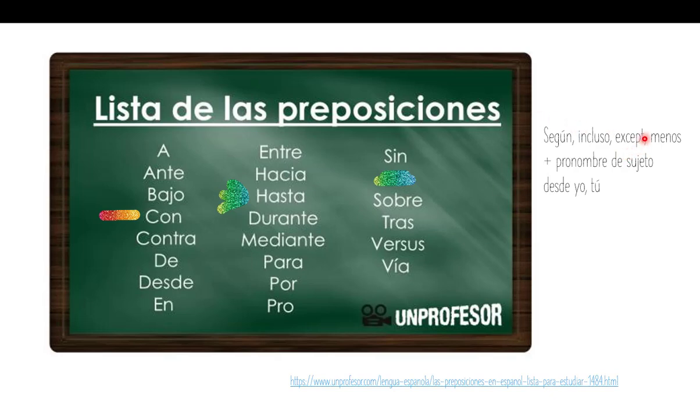Según is not there. Incluso and excepto with an O, sorry. So these three, according, including, and except, and menos is also used as except, okay, are weird as well, like hasta, okay. So let's look at the weird ones in the next slide.